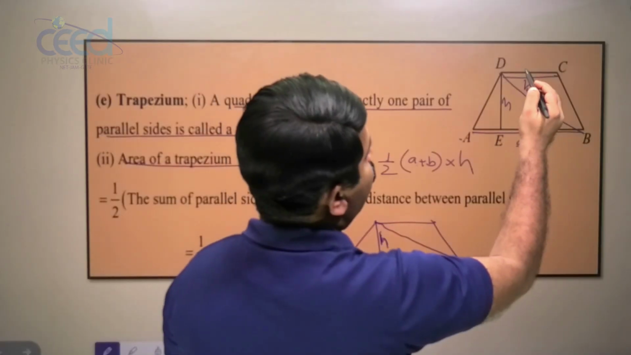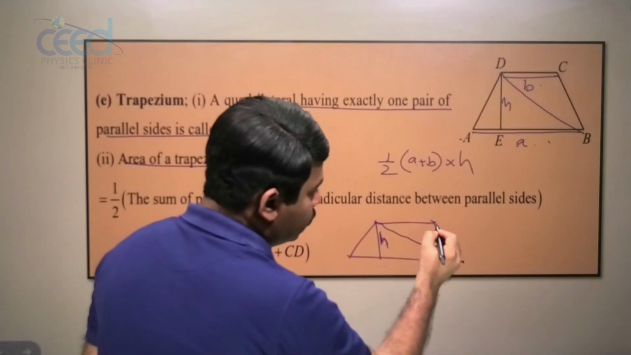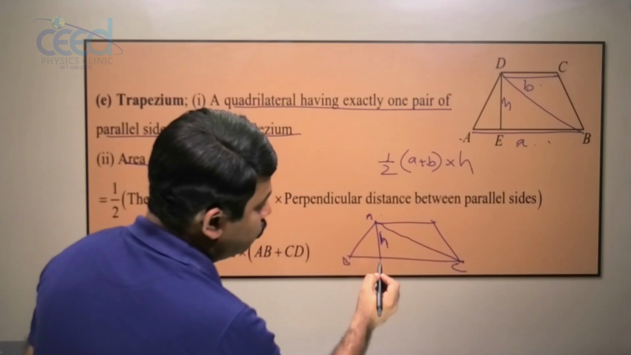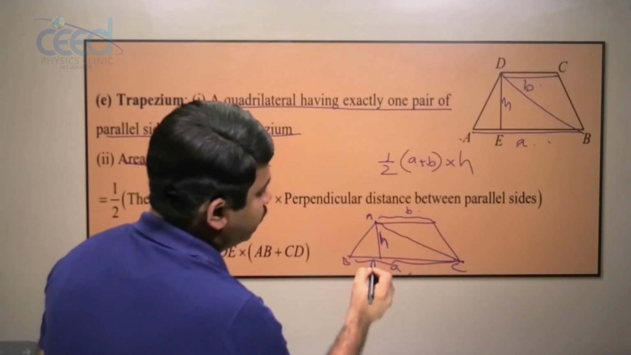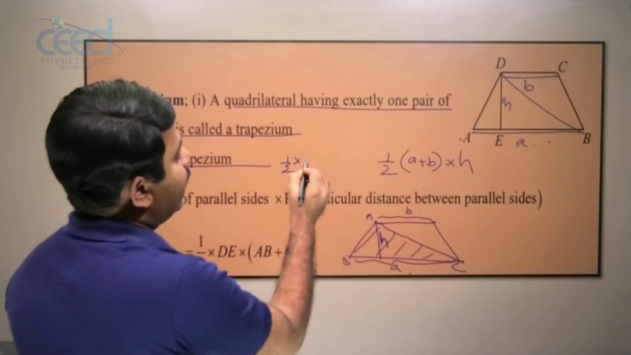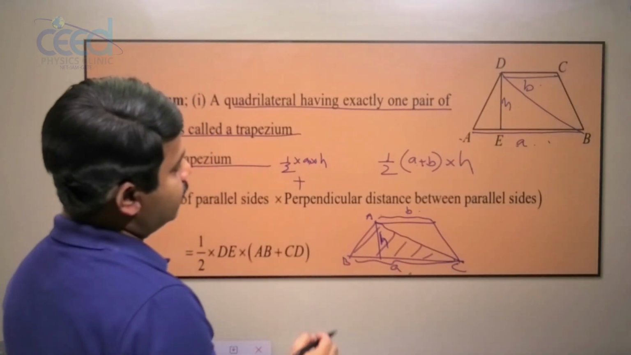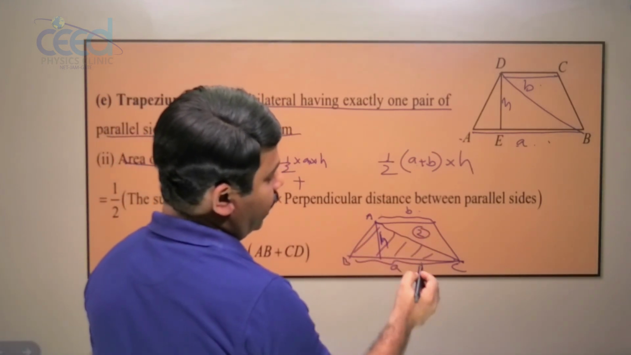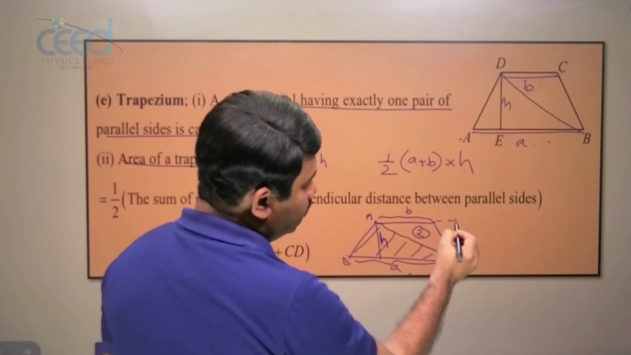Now half into B into H, see this triangle. I am writing, so this triangle is ABC, say this is parallel side A, this is parallel side B. Then this triangle's area is half into A into H plus, right? That is this triangle's area. Now regarding the second triangle, what is the height? Height is the perpendicular from the opposite corner. So this is the height.